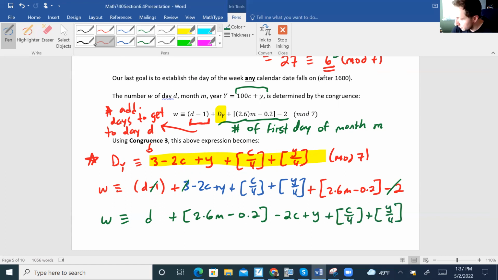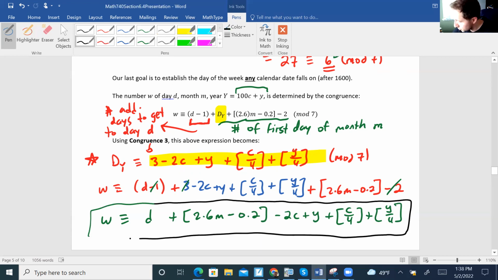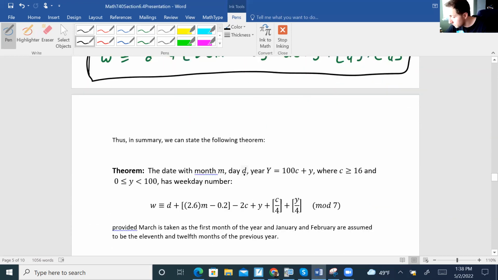So this is really the culminating result of this entire section. This is going to help us: if we know the century number, the number of years past the century, and the day of the month that we're interested in, we can actually calculate if it's a Monday, Tuesday, Wednesday, Thursday, Friday, Saturday, or Sunday. This is, I would say, the heart of the section. So we're going to draw a big heart around this theorem. Optional, but encouraged.